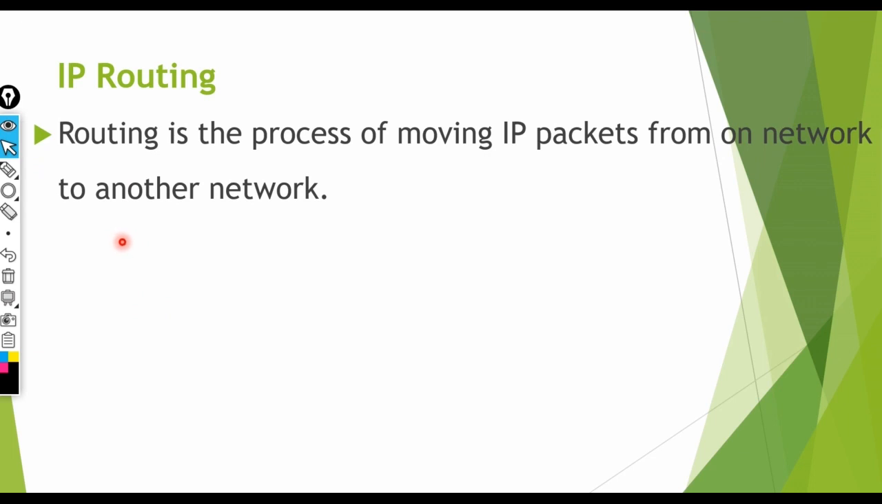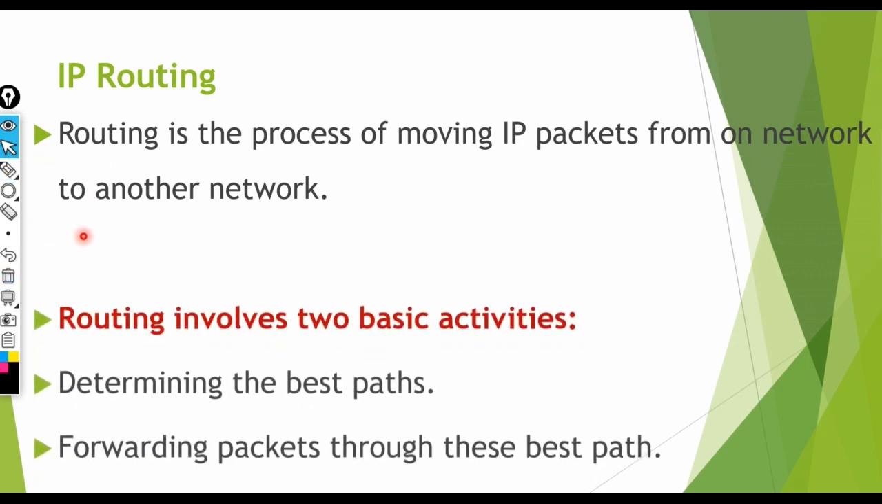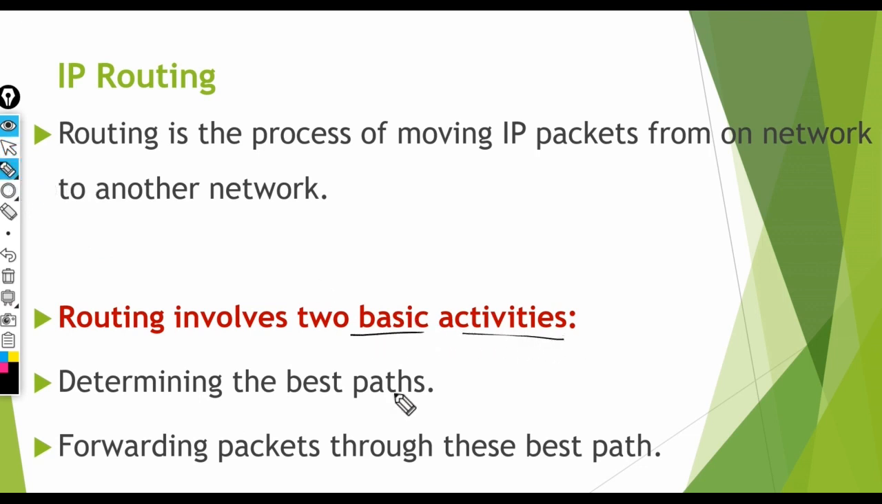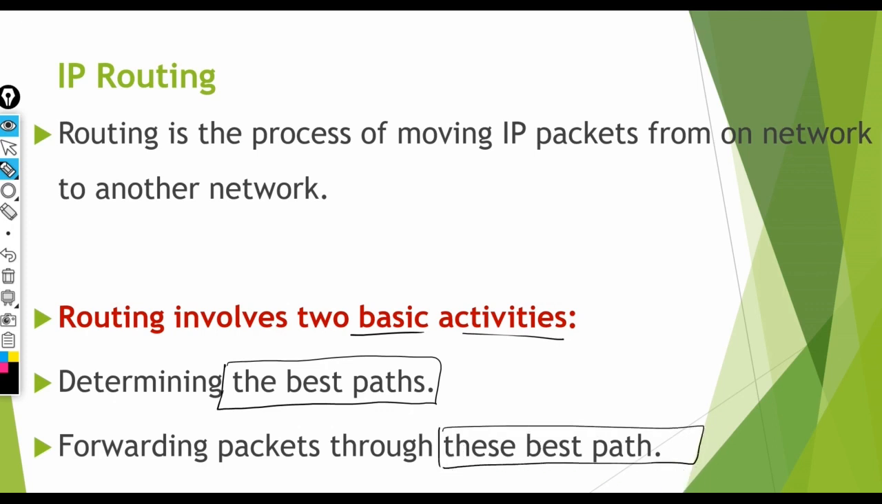Let's move ahead. When it comes to enabling or disabling IP routing, as we discussed, we have ip routing and no ip routing. What actually is routing? Routing is the process of moving your IP packet from one network to another network. In simple terms, it's like from the 10 dot network I want to go to the 11 dot network. Now remember, routing involves two basic activities. The first is determining the best path if you have multiple paths available, and the second is forwarding the packet through this best path. These are the two activities.